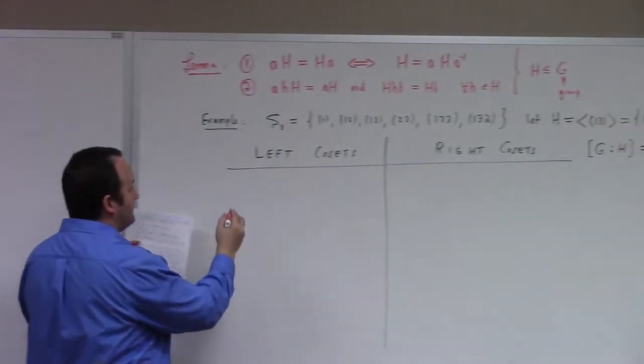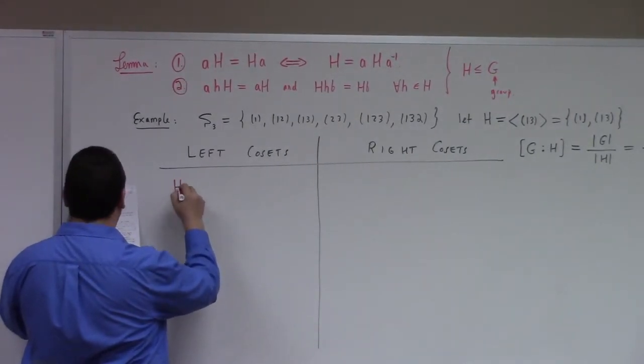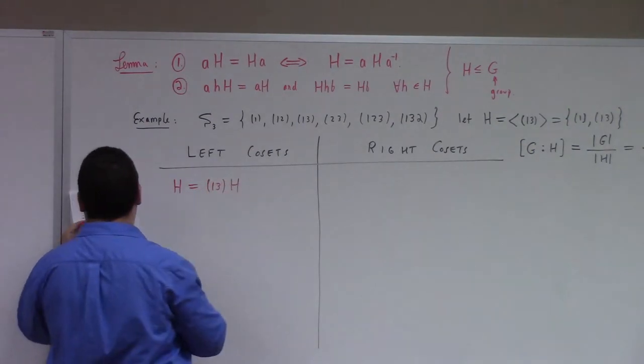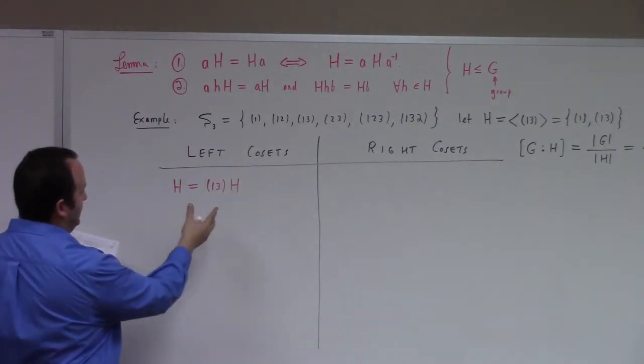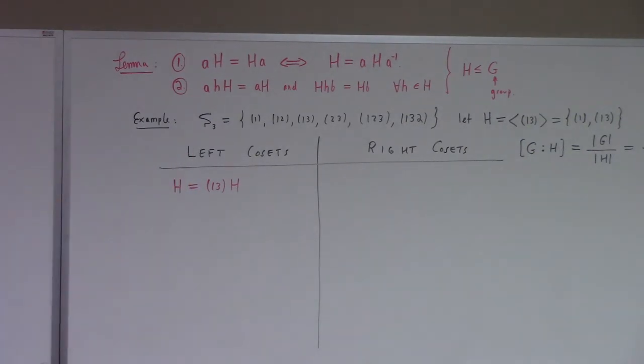On the one hand we have H itself, of course, which is also equal to 1, 3 H. By the way, what you see in action right here is part 2 of the lemma. H basically swallows in elements of itself, right? So like 1, 3 is in H.